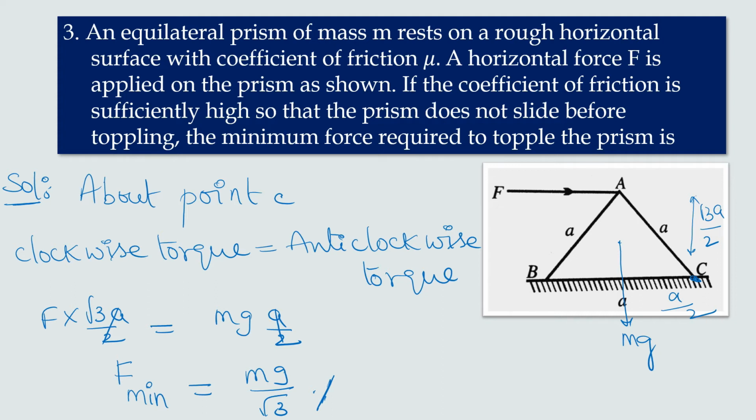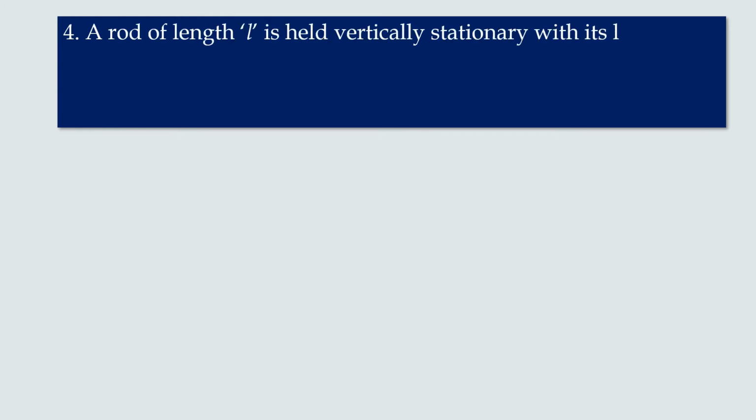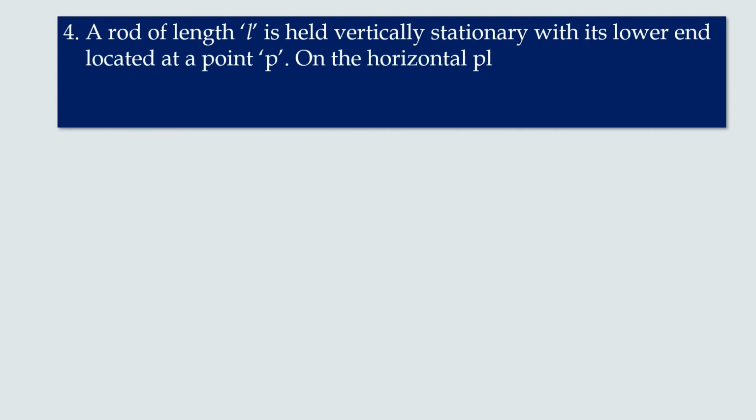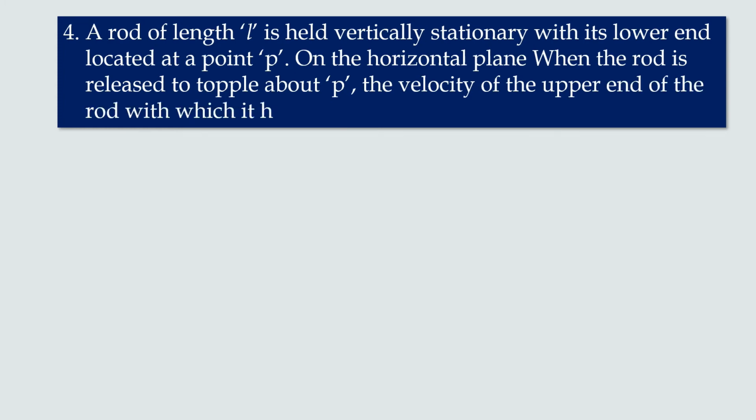Okay, next we will go to the next. In this one, a rod of length L is held vertically stationary with its lower end located at a point P on the horizontal plane. When the rod is released to topple about P, the velocity of the upper end of the rod with which it hits the ground is. So here, now let us go to the solution.